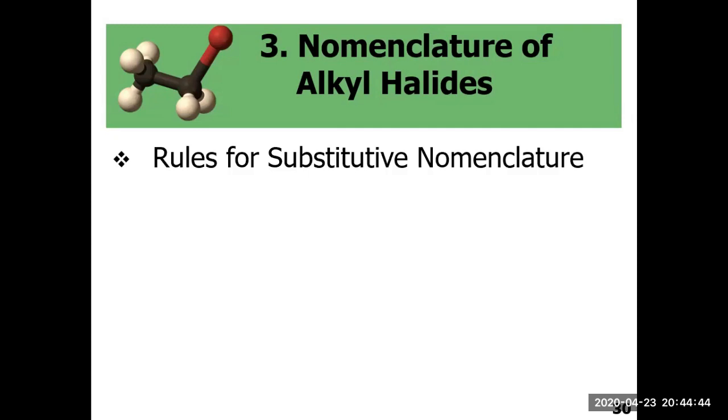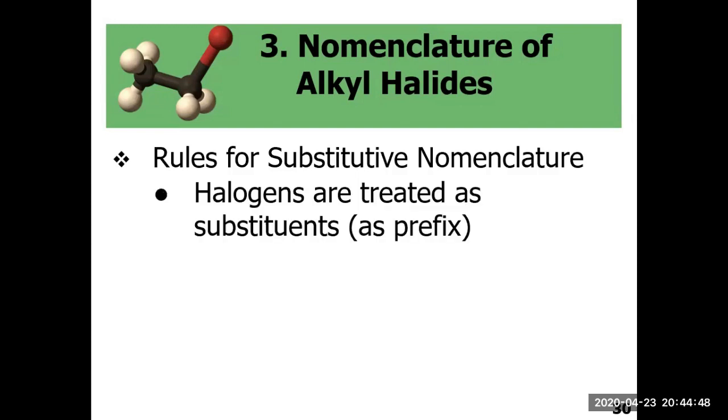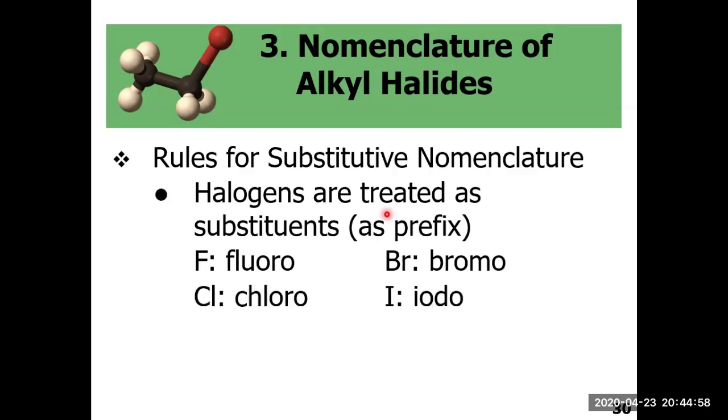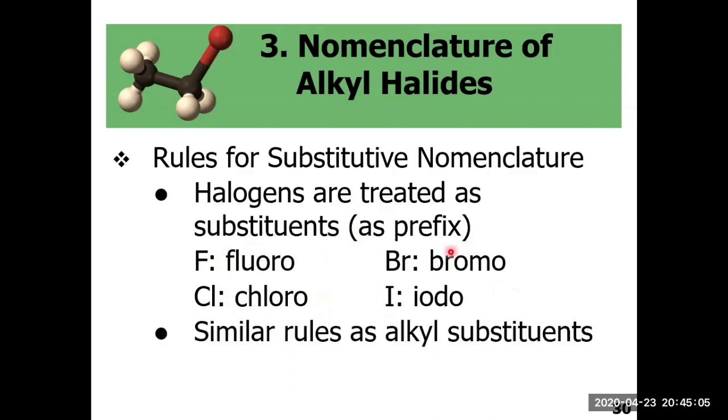Okay, so there are two ways of naming alkyl halides. The first way is what we call substitutive nomenclature. So in this case, the halogens are treated as substituents or they are written as prefixes. So if you see, for example, these atoms in the molecule, fluorine, bromine, chlorine, and iodine, then we use these following prefixes. Now, the similar rules apply for alkyl substituents.